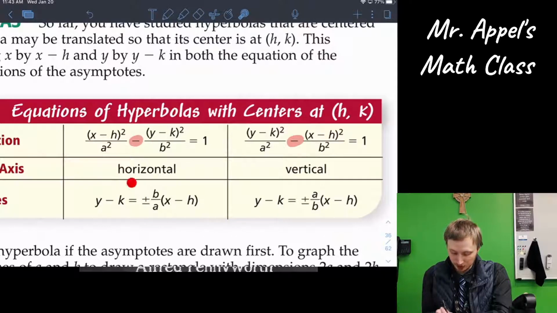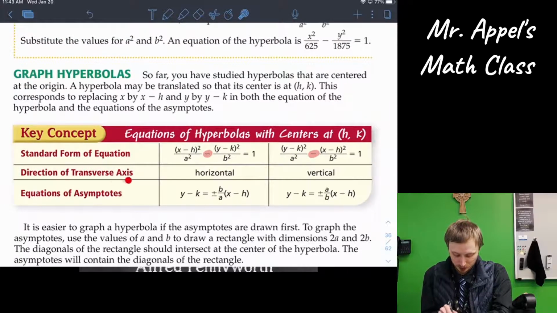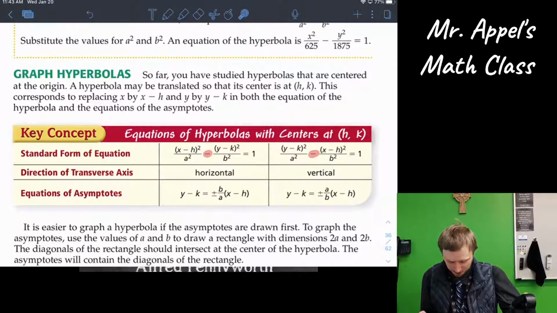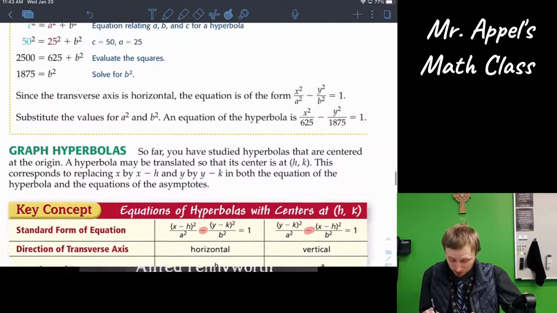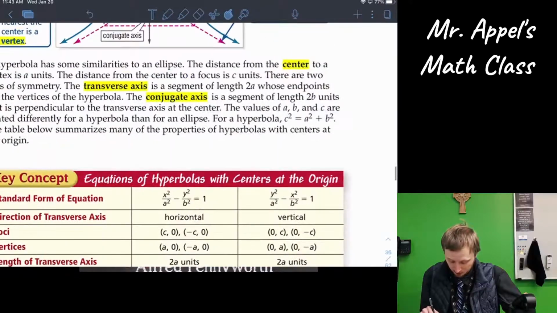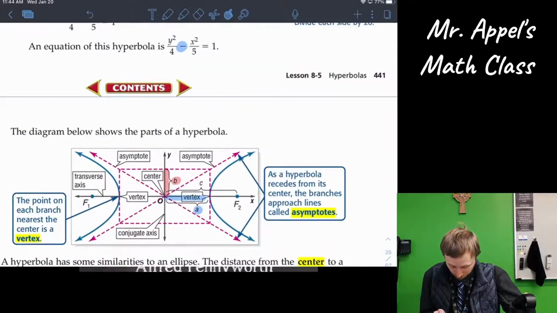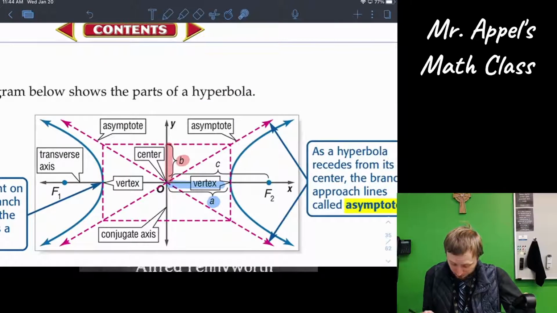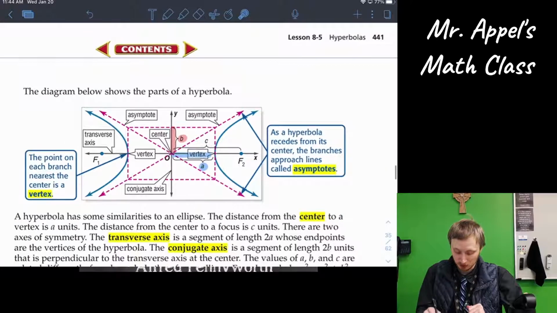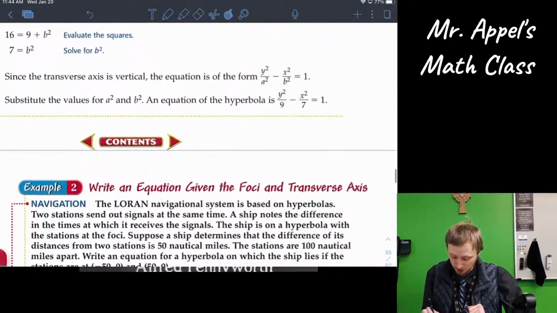And which one is it going to be? Notice the difference here, horizontal versus vertical. Direction of the transverse axis. Which one's the transverse axis? Is that A or B? Let's have a look. Transverse axis right here, through the foci. It's the major one. It's through the foci. It's associated with A. There we go.